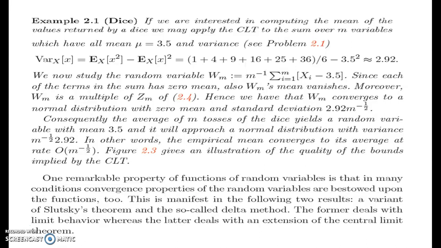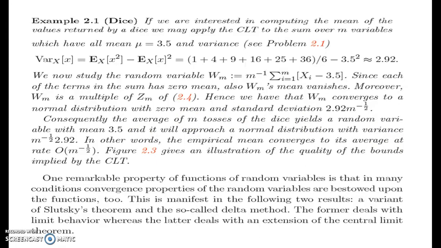A dice normally has values from 1 to 6. Whatever possibilities we have in the dice, we square them and add them up, divide by 6, and subtract 3.5 squared, which is approximately equal to 2.92. So when we apply the same formula here, it comes to 2.92.